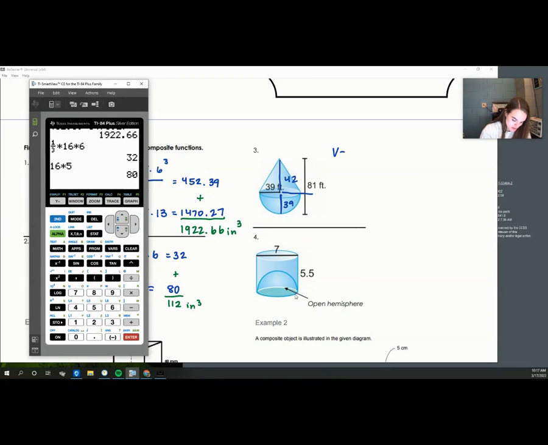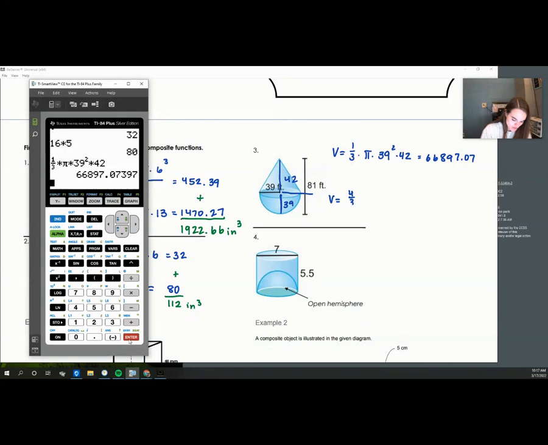So the volume of a cone is 1/3 pi radius squared times the height. Okay, so alpha y equals 1/3 times pi times 39 squared times 42. That's a very big number. So we've got 66,897.07. Now the volume of the hemisphere.